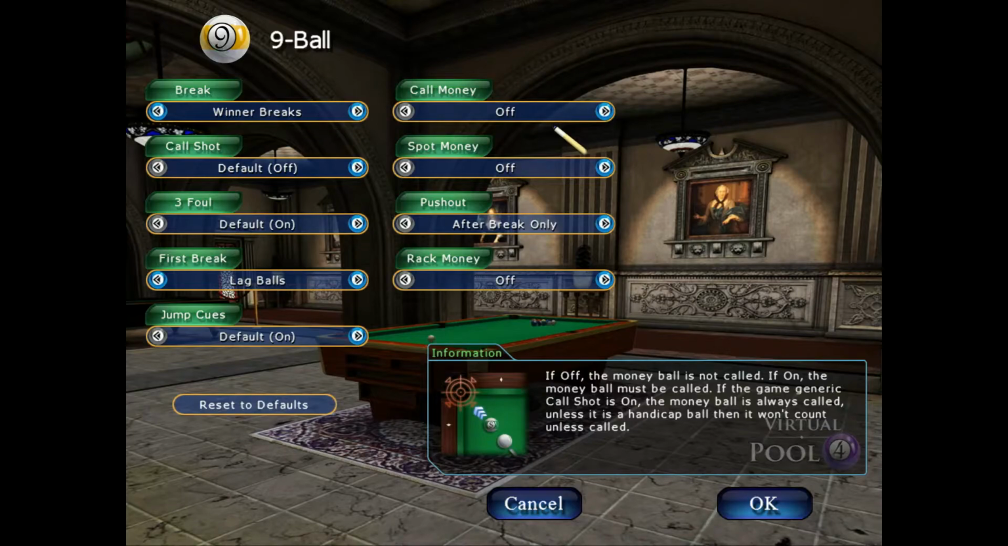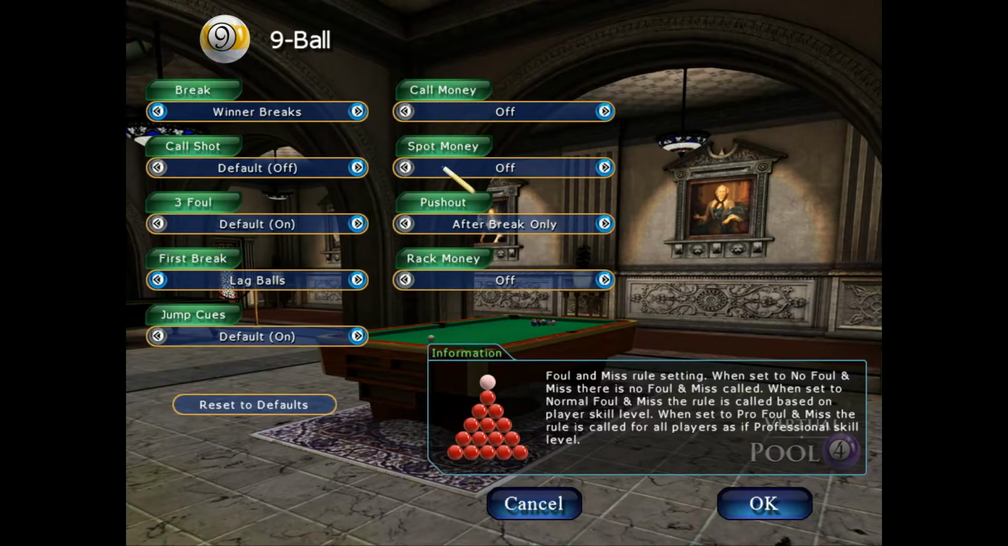The other important one is call money. Now in 9 ball, generally the money ball is off, or the call money is off, which means that if, for example, you were playing a straight match and you broke the balls and you potted the 9 on the break, you'd get a golden break and you'd win the rack.